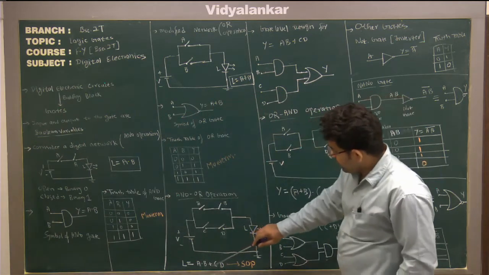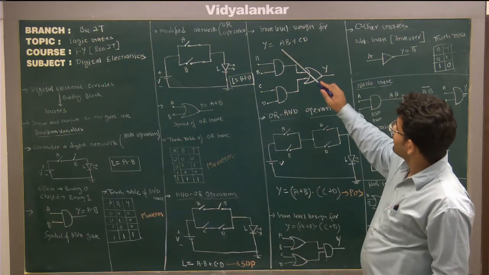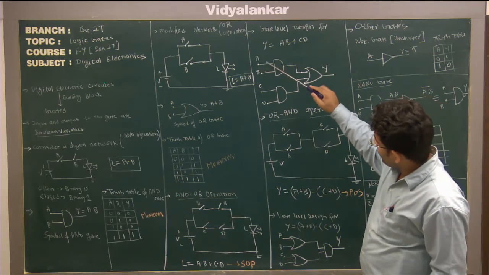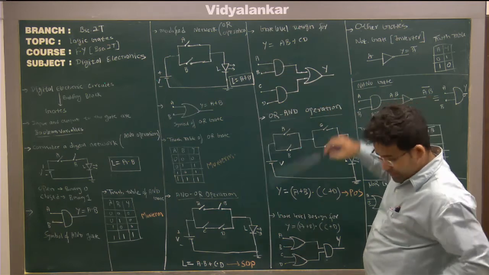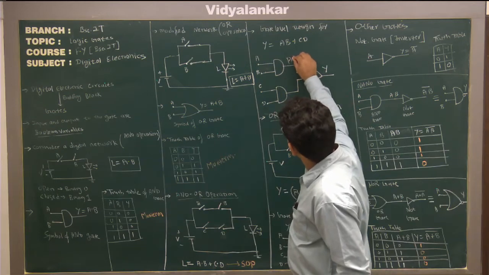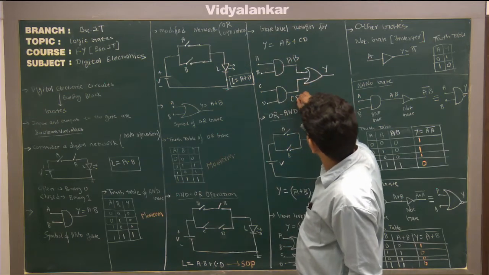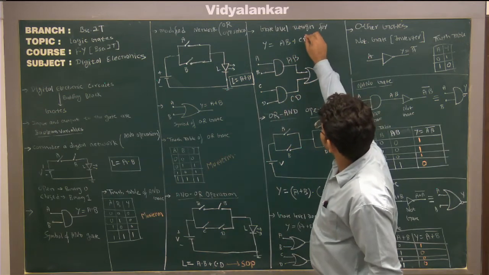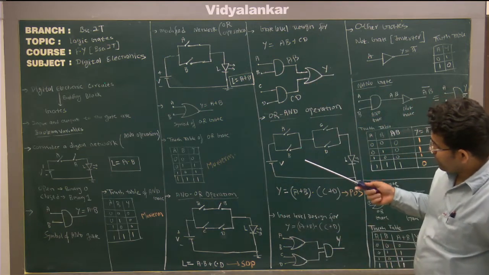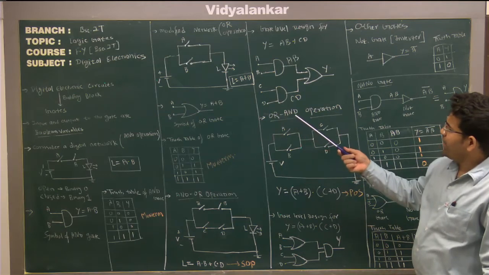Now this SOP representation can be realized by using a digital or gate level design. So you will have one gate for getting A into B. If you look at this, this will give you A into B, this will give you C into D, and this will give you the Y, AB plus CD. One more example, OR AND.